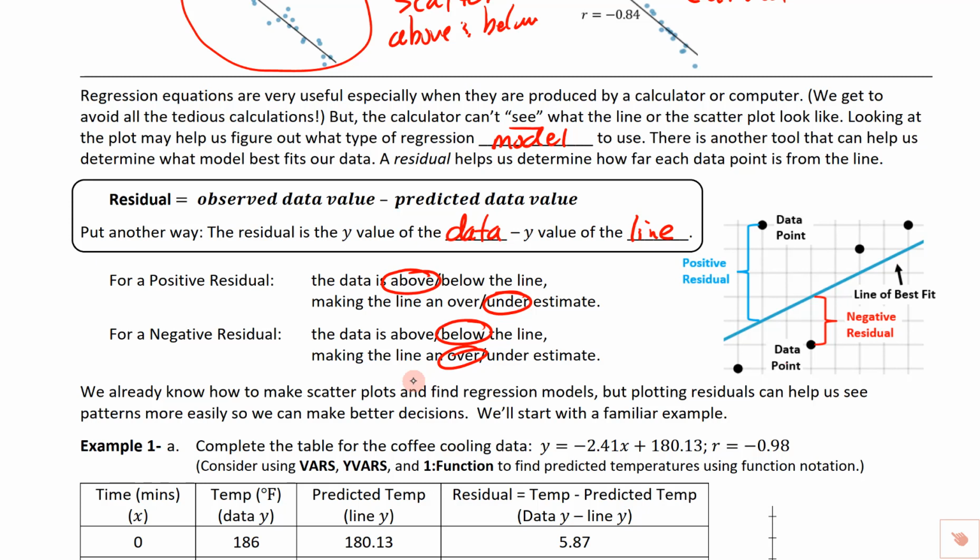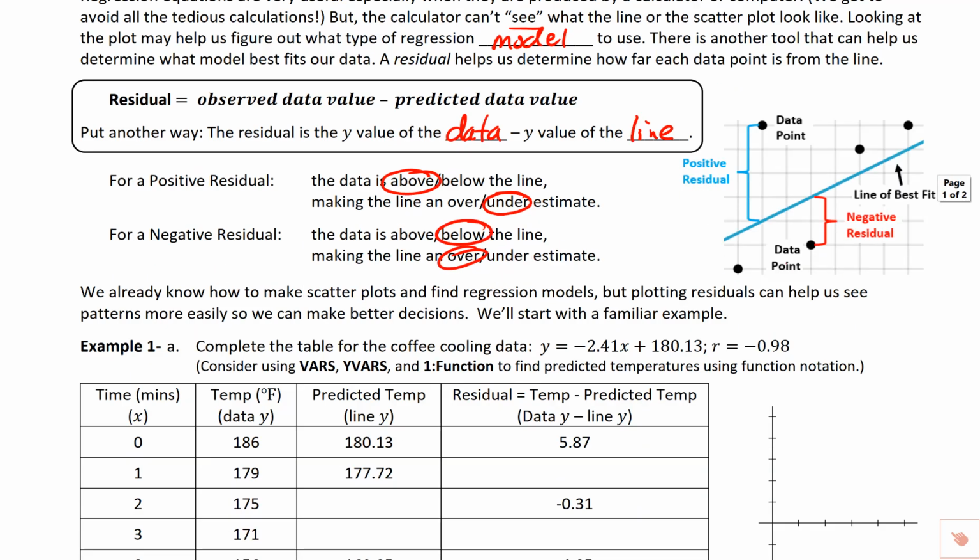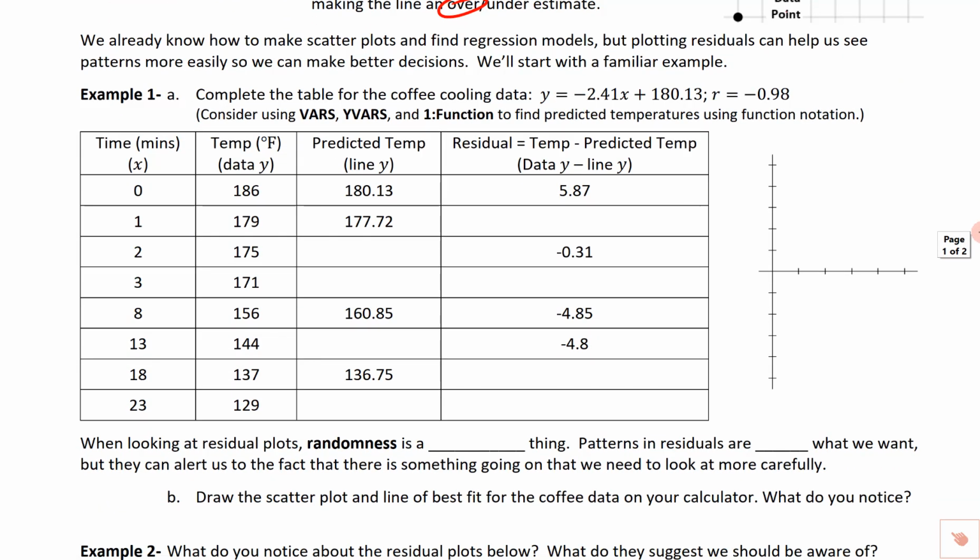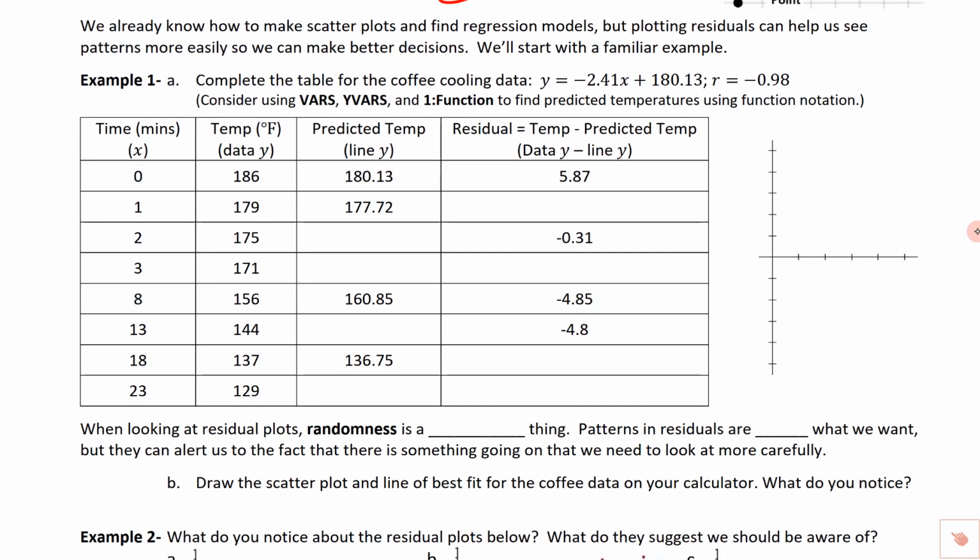Now, we already know how to make scatter plots and find regression equations and models. But plotting the residuals can actually help us more easily tell what the pattern is, and it helps us make better decisions. So we're going to start with a really familiar example. I'm going to slide down here and we're going to take a look at this example. I'll let you take a look at that for just a minute.